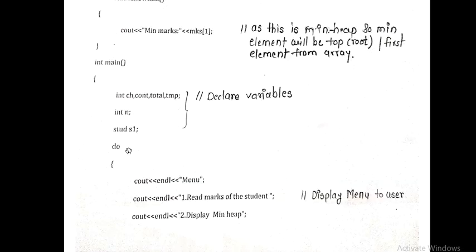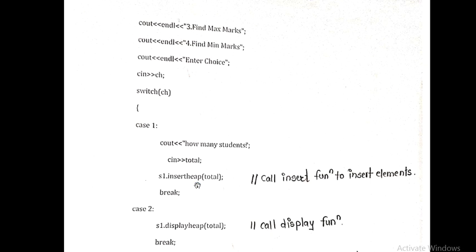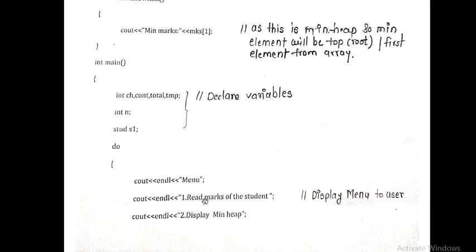Now here we have again created one object of our class. So the class is student, so we have created object s1 of the student class, so that we can access the member functions of that class. Now we have displayed the menu to the user, showing which operation we are going to perform on that heap. So the first is we have to read the marks of the students, that is, the marks of the students should be taken from the user. Then we have to display that mean heap. So we are going to display this heap by using the mean heap. We can also display it by using the max heap if we require. So here we are displaying the mean heap.